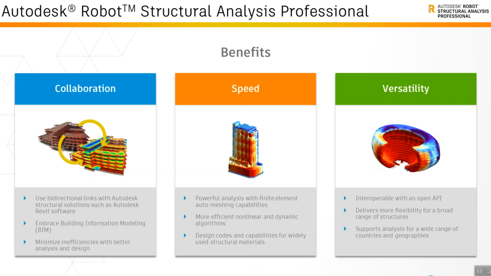So engineers can explore many analysis alternatives and make early improvements in their projects. As I said in the earlier slides, we have finite element analysis, and we can do a single-line analysis also. So we have more alternative options to do the analysis. There are design codes and capabilities for widely used structural materials. As I said earlier, it supports all design codes, so the design codes can be fed into your project, and you can do the analysis and design in a more speedy way.